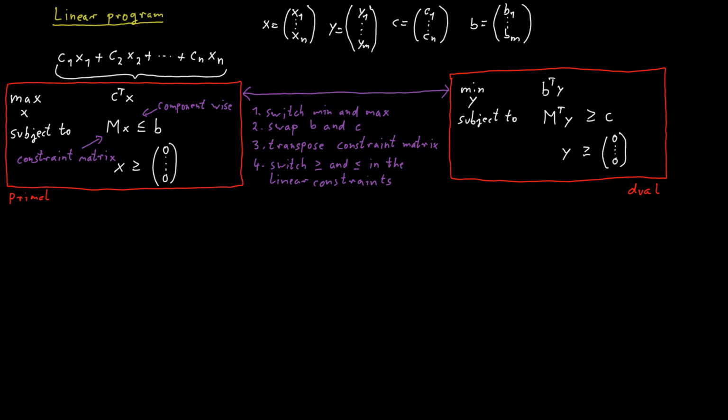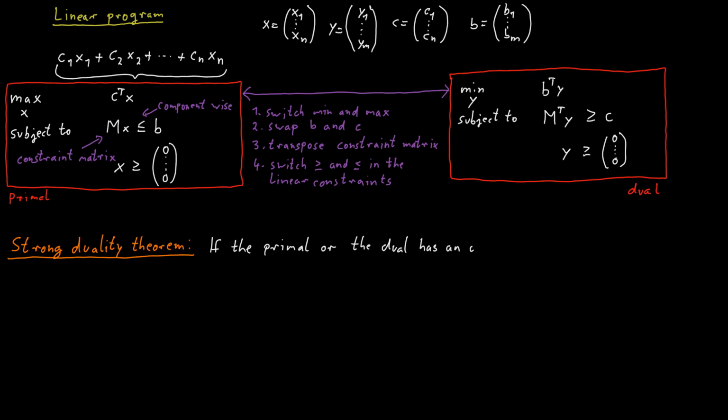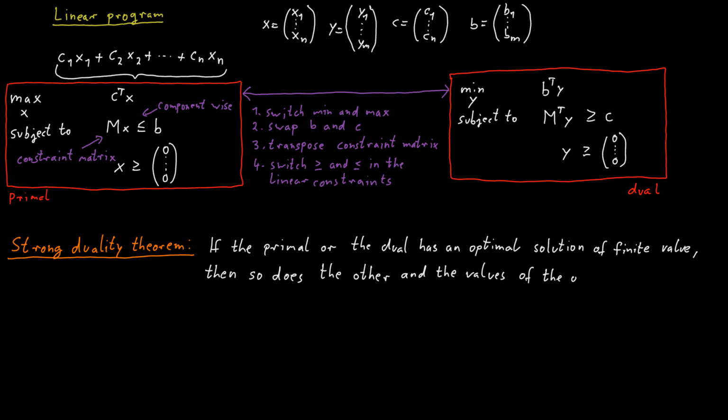The following theorem is the main thing you will have to know about the relationship between the primal and the dual. It's called the strong duality theorem, and it's extremely important not just for game theory, so you should really know it. If the primal or the dual has an optimal solution of finite value, then so does the other program, and the values of the optimal solutions are the same.